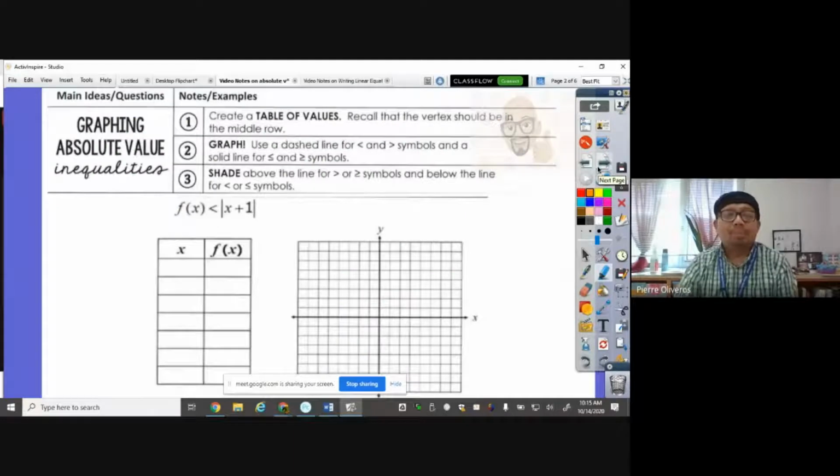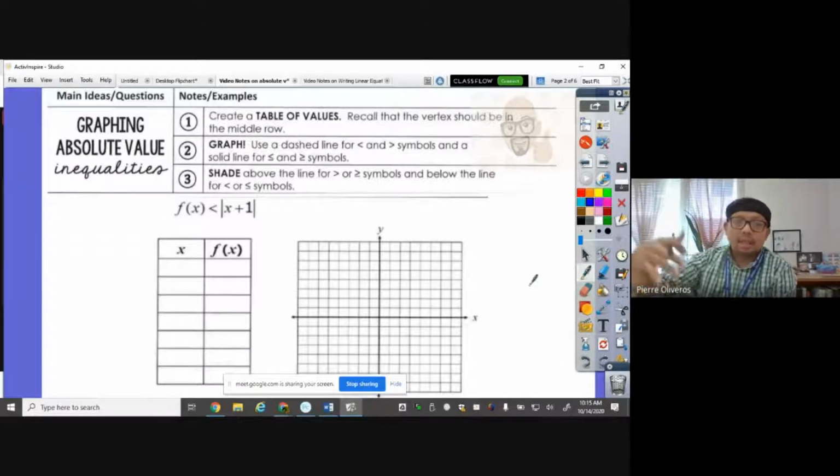So let's go ahead now. Graphing absolute value inequality. Here are the things that you have to remember. Number one, create a table of values. Recall that the vertex should be in the middle row. When we have a table of values, we just grab the expression inside the absolute value, set it equal to 0, and solve for x. Then you plug it back in to find the value of f of x, and then complete the table by identifying the values on the left and on the right side of the x value that you got from the expression.